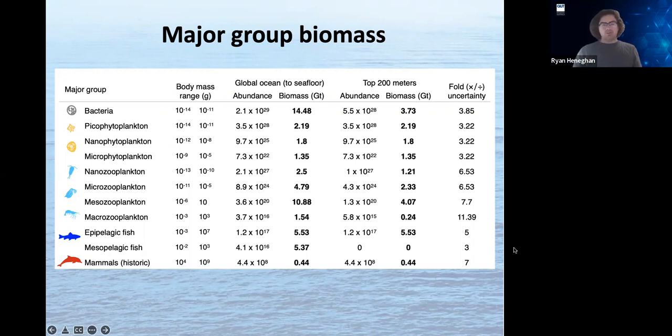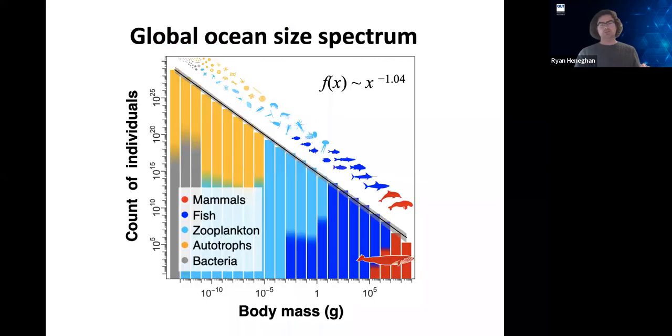So we have our size ranges and we have the biomass of each size range. So now we're able to put it together into a size spectrum. We distributed the biomass of each group within its size range. We looked first at the global abundance spectrum. If you want to go from a biomass spectrum to an abundance spectrum, it's just the number of organisms in a size range.